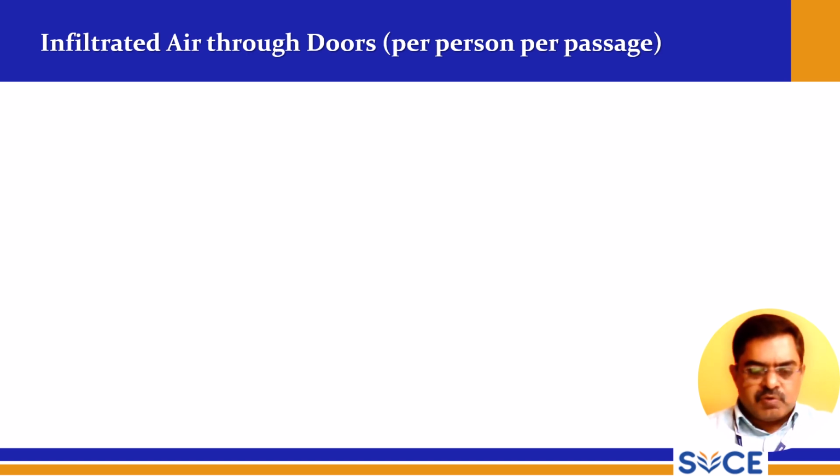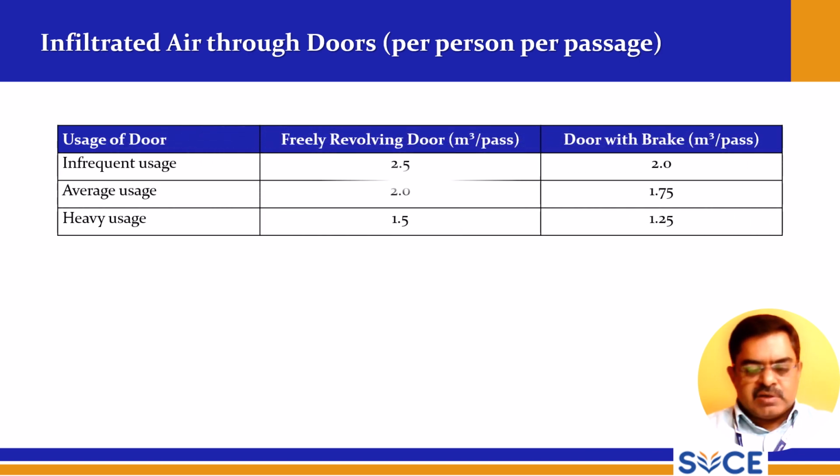Whenever we open a door, air from one room enters the adjoining room. For usage of doors: for a freely revolving door, cubic meter per pass, infrequent usage is 2.5, average usage is 2, and heavy usage is 1.5. For a door with a brake, it is 2, 1.75 and 1.25 respectively.